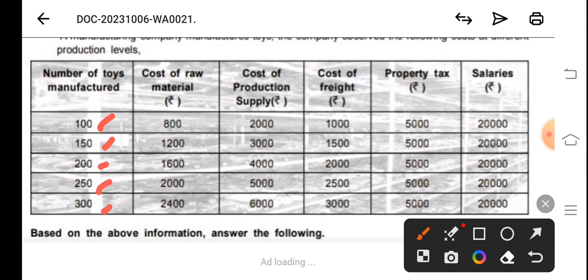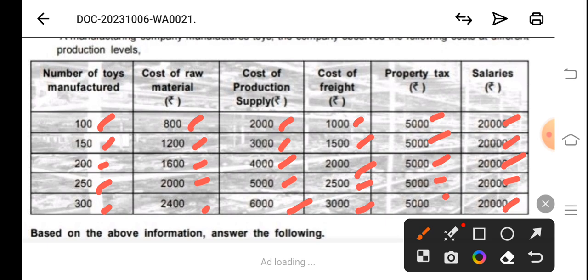For raw material cost also, it differs; 400 is the increase if I am correct. Then cost of production supply also differs; I think 1000 increases. Cost of freight also differs; 500 increases. But property tax is the same, whatever number of toys you manufacture. Salary is also the same, whatever number of toys are manufactured.